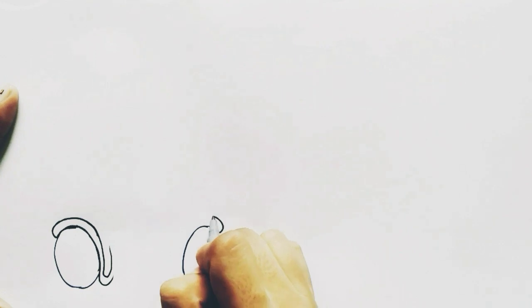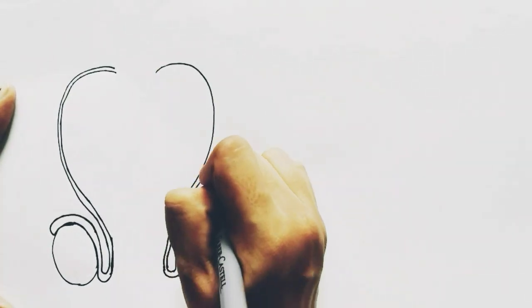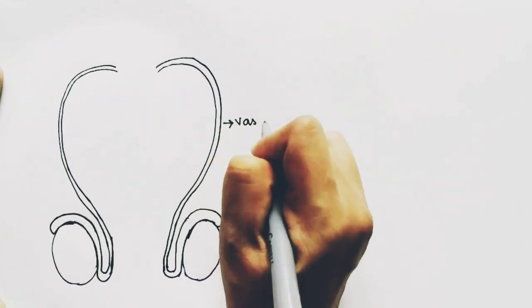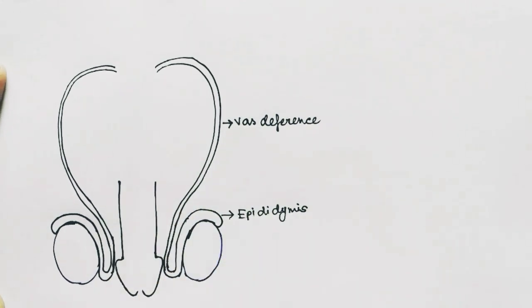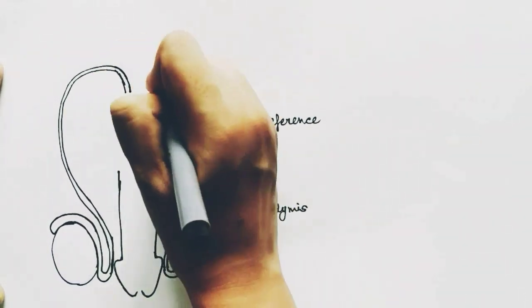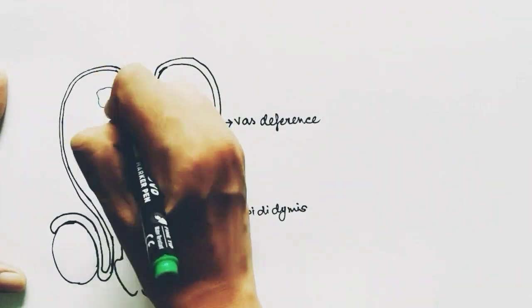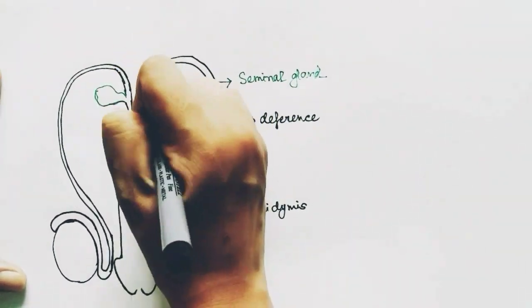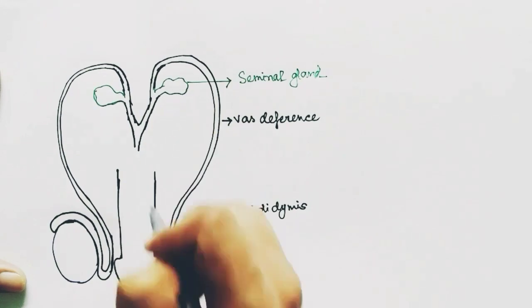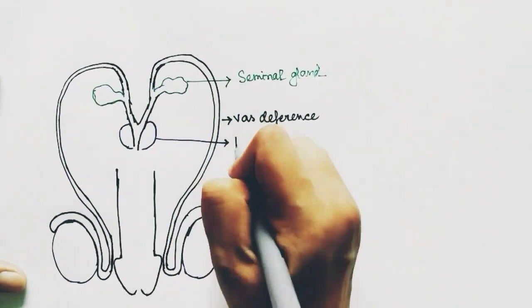There are some glands which release fluid that mixes with the sperms and makes the semen. These are the two testes and the epididymis over the back of the testis, and this long thread is the vas deferens. Two seminal glands will secrete their secretion into the vas deferens. It will secrete a thick alkaline fluid that mixes with the sperm. After the seminal vesicle, the duct is called the ejaculatory duct. It will then connect to the urethra.